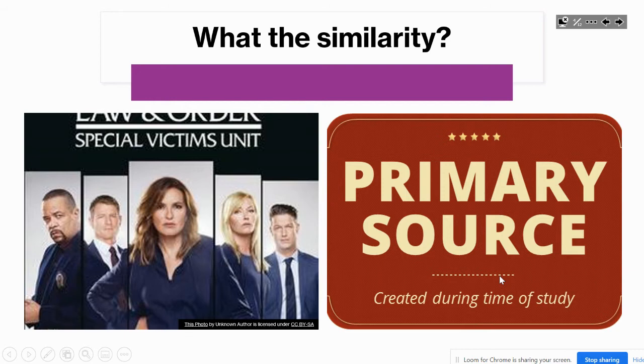That is the same thing we're going to do here, but we're looking at historic information in order to solve or to understand an event, okay? So just like detectives, we're going to do the same thing.